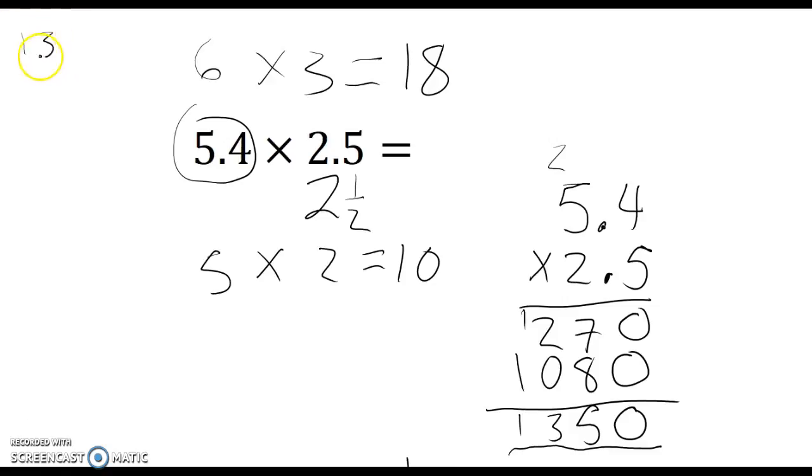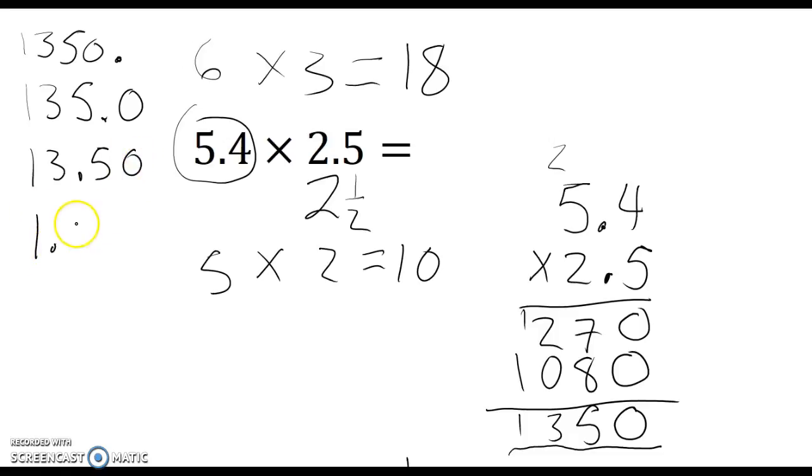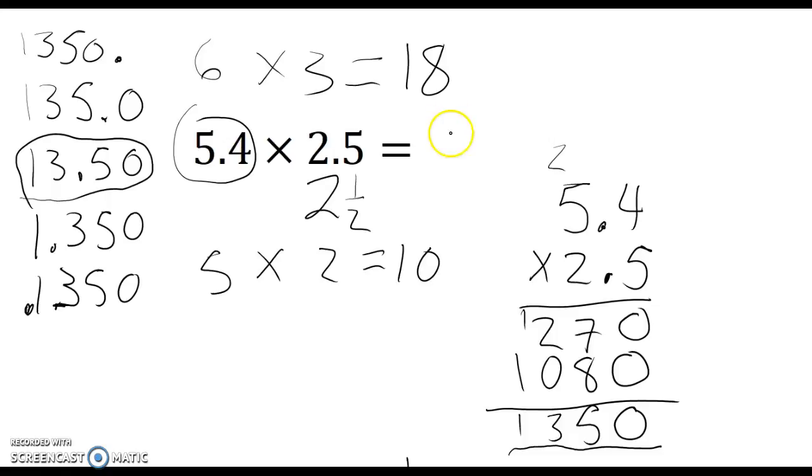So my decimal can either be over here, like in 1,350, over here, like in 135, over here, like in 13 and 5/10, over here, as in 1 and 35/100, or over here, as in 1,350 ten-thousandths, or 135 thousandths. Now, what is the most reasonable? Which one of these is between 18 and 10? Well, I can see right here, this one is actually between 18 and 10. So this will be 13.5.